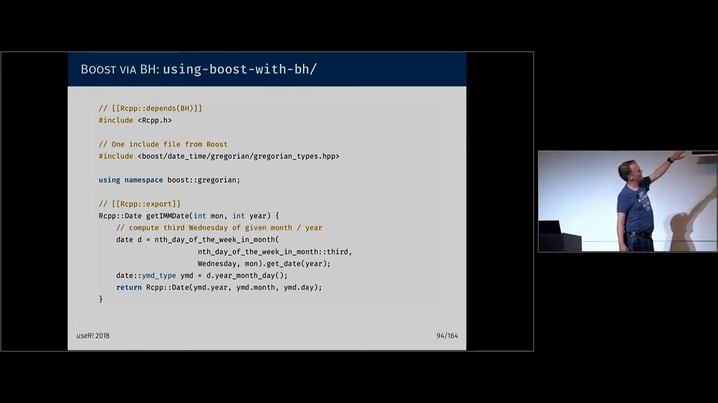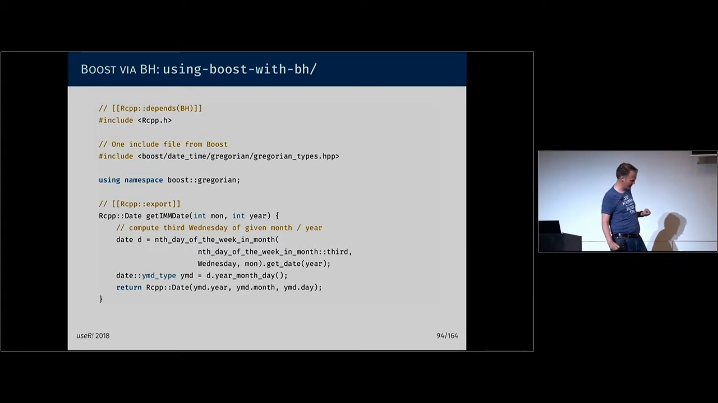So there's a helper function that computes the nth day of the week in the month, given which week you want. Could be first, second, third. Here I'm using an enumerator, nth_day_of_the_week_in_month::third. So I want a particular day in the third week.